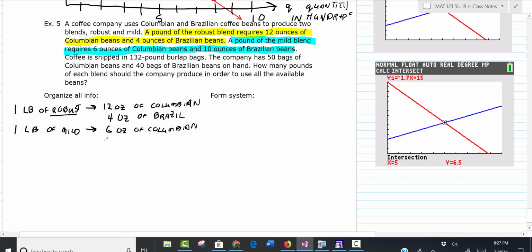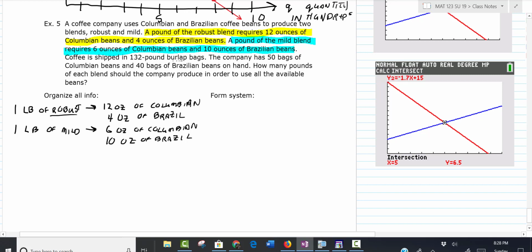And it requires 10 ounces of Brazilian. Okay, so by doing that, I've kind of just written down what my information is. So that's how you make a pound of robust. That's how you find a pound of mild. And notice that the ounces and pounds, we're going to have to do some sort of conversion there probably when we do this problem. Okay, now we read on.